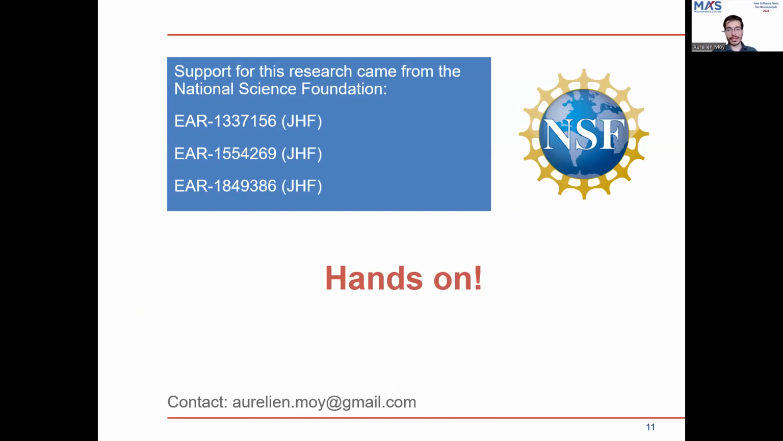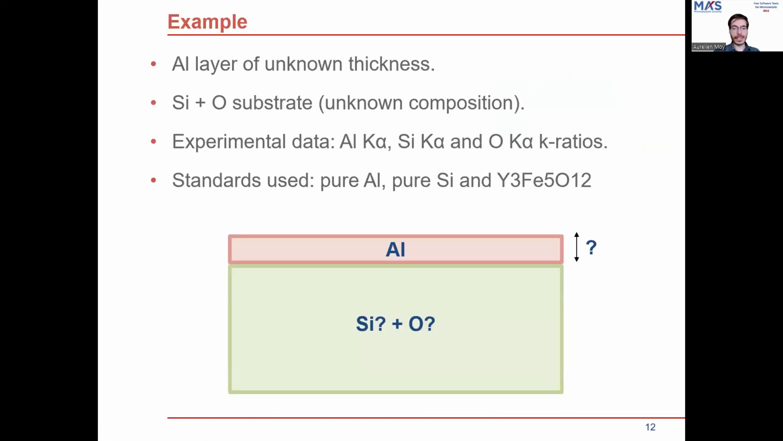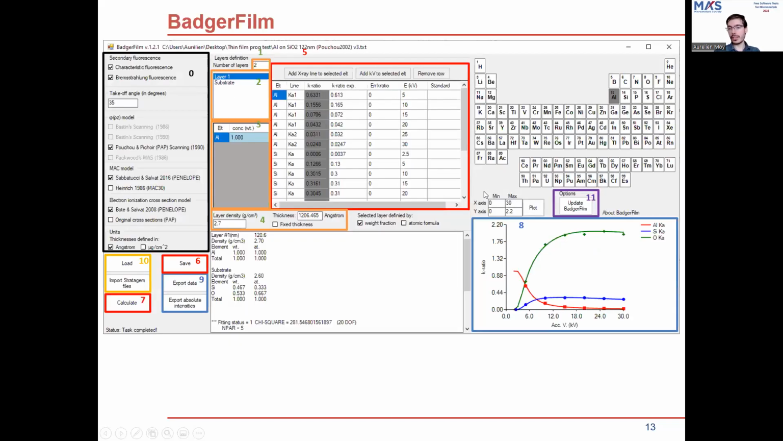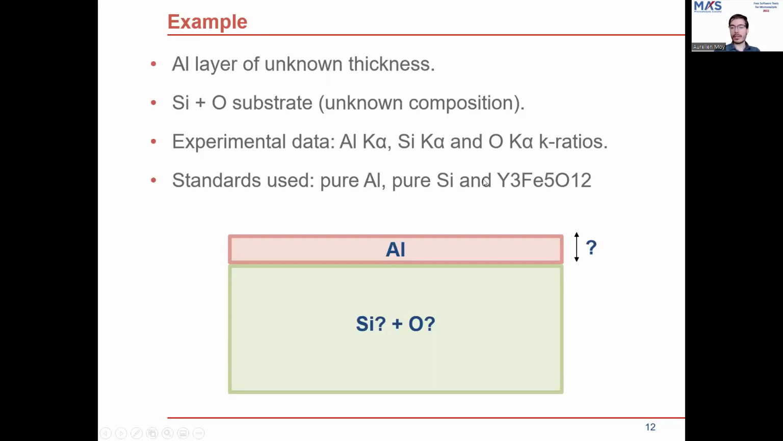So now let's try it on an example. We'll have a layer of aluminum of unknown thickness deposited on a substrate of unknown composition, but containing silicon and oxygen. The experimental data that we have to measure are the aluminum K-alpha, silicon K-alpha, and oxygen K-alpha K ratios. And to do that, we'll use a pure aluminum standard for aluminum, pure silicon for silicon, and an yttrium iron garnet for oxygen.